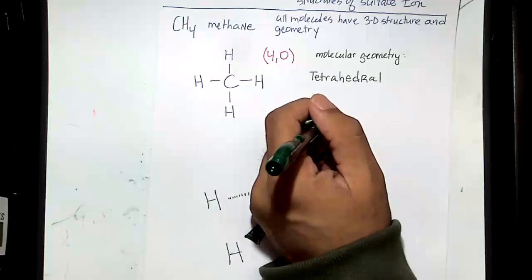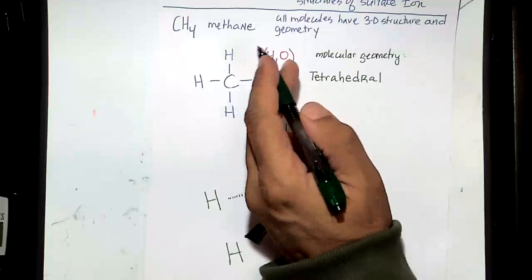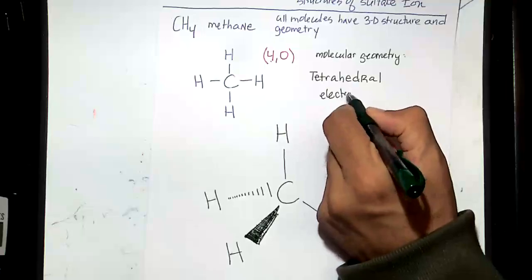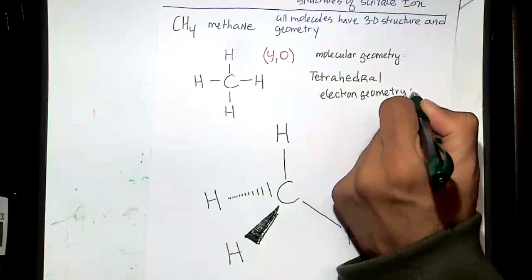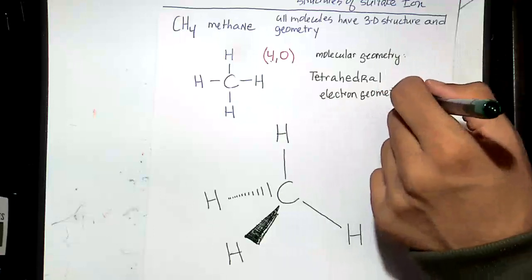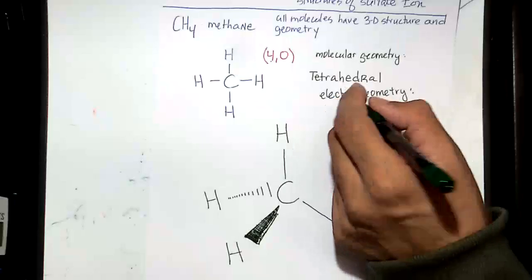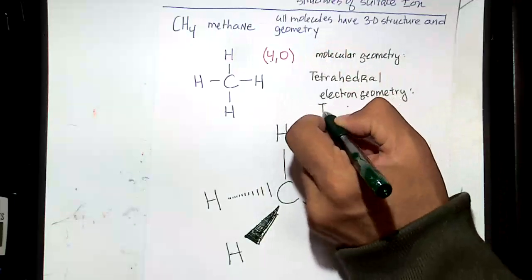As for the electron geometry, there are no lone pairs. 4 bonds, 0 lone pairs. So the electron geometry will be the same. When you have lone pairs, this becomes a problem. Right now, this is not a problem. No lone pairs, don't worry about it. It's the same thing.